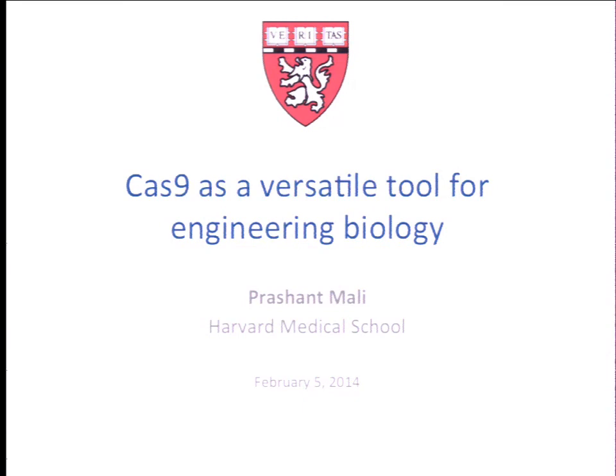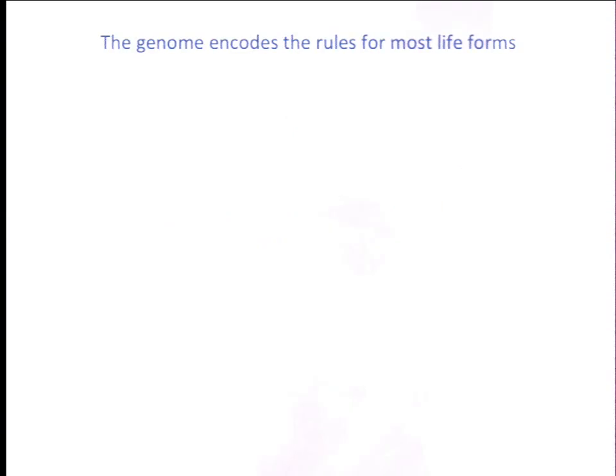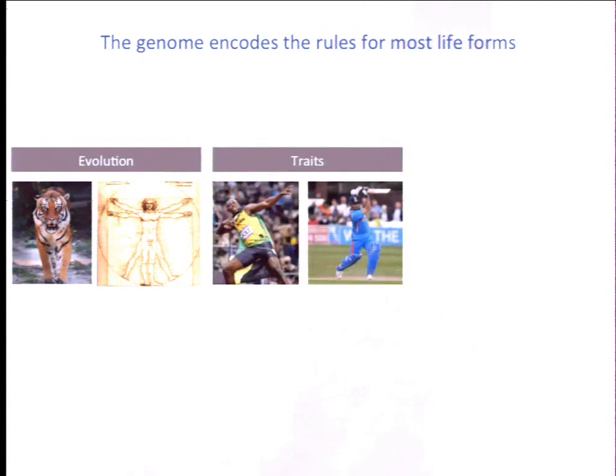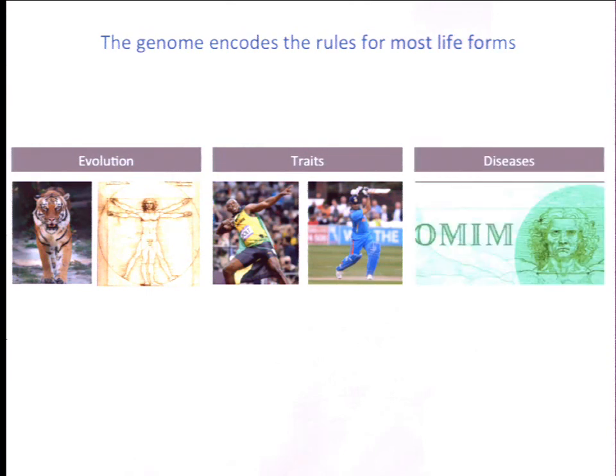In terms of being able to engineer genomes or to engineer DNA, the motivation comes from the fact that DNA is a central material for life. Our genomes encode the rules for most life forms. They account for the vast diversity of flora and fauna that we see around us. And importantly, they also potentially underlie traits among certain individuals. And still more importantly, it's the aberrations in our genomes that account for a vast majority of human diseases. So really, DNA is the fundamental material of life.